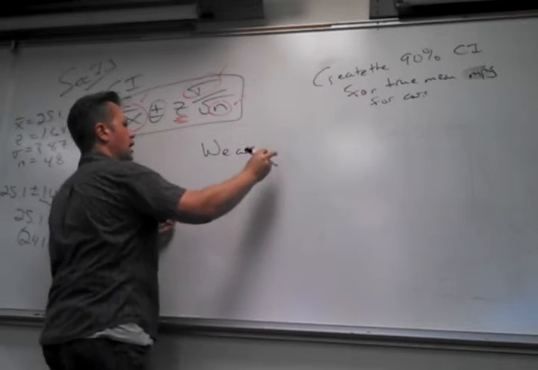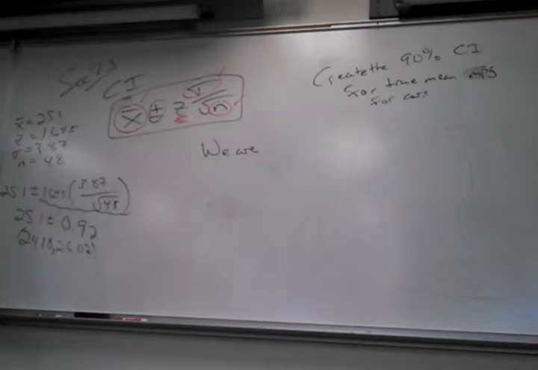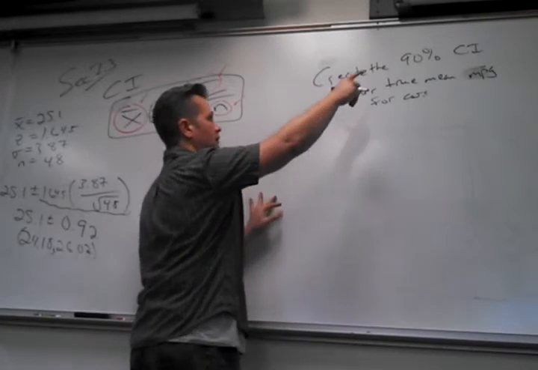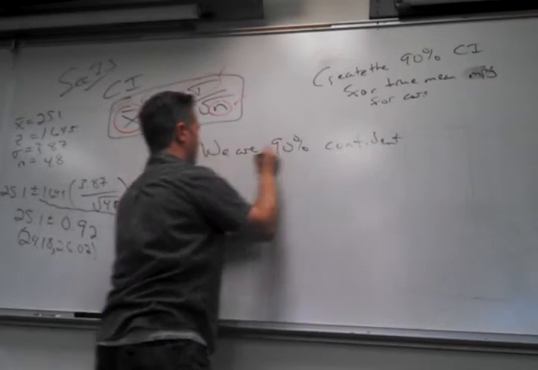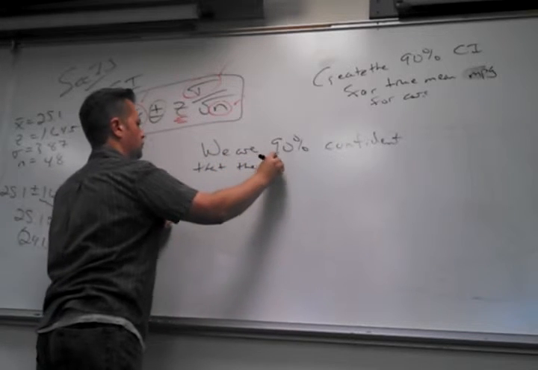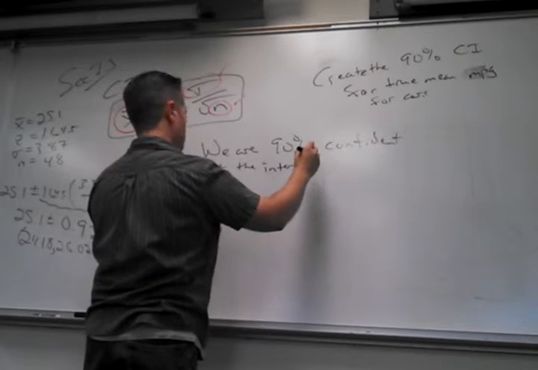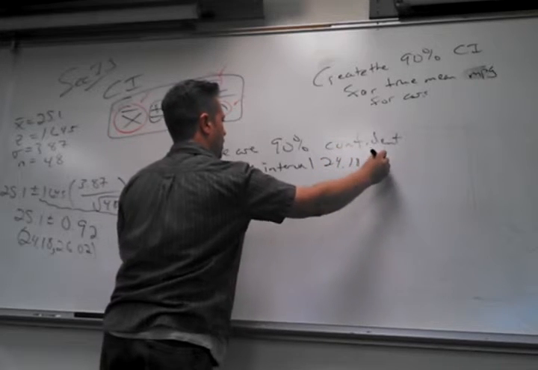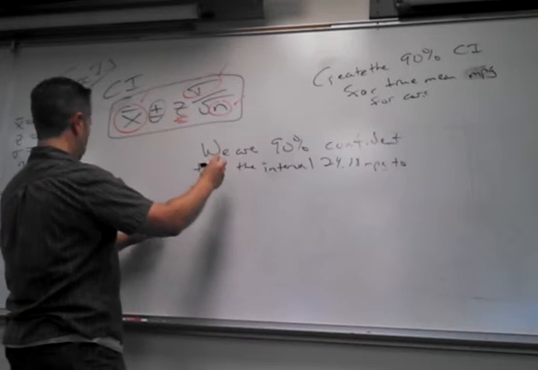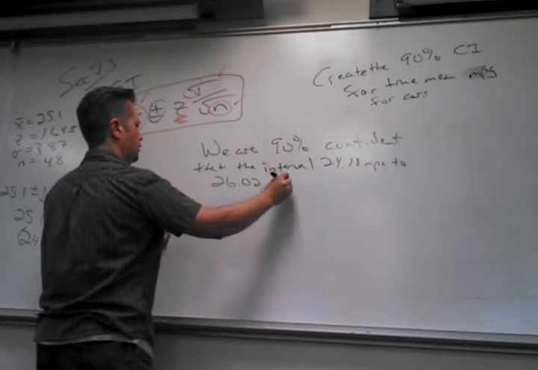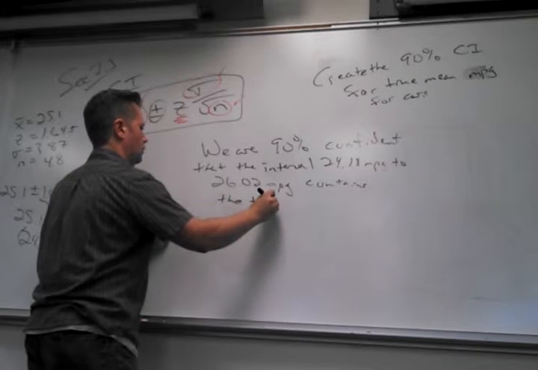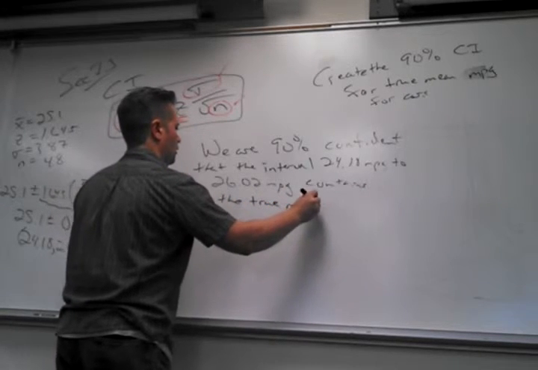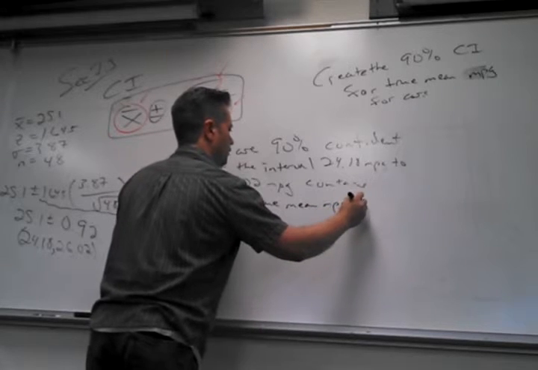So here I can say, how confident are we? We are 90% confident, because we made a 90% confidence interval. We're 90% confident that the interval 24.18 miles per gallon to 26.02 miles per gallon contains the true mean miles per gallon for cars.